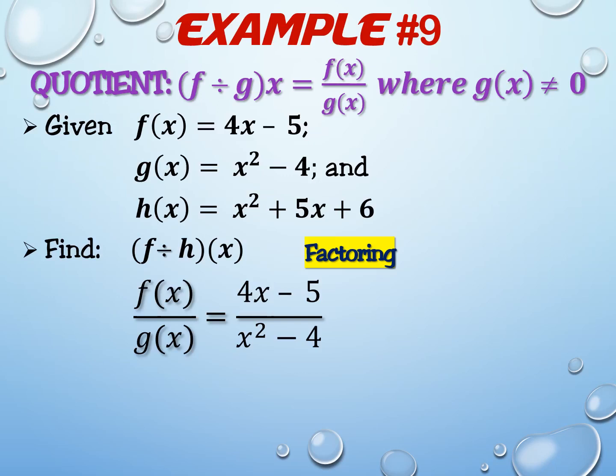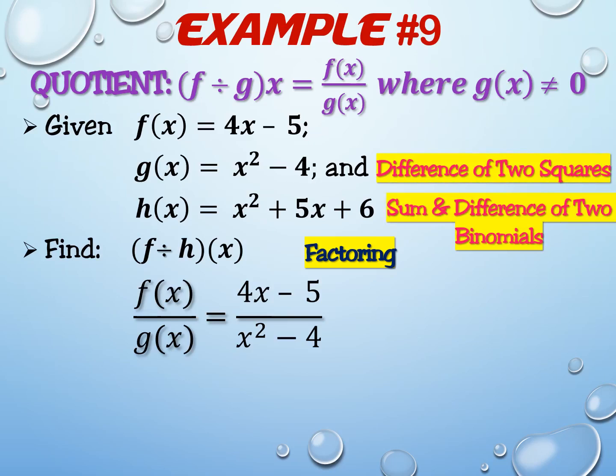Now for the denominator x squared minus 4, this is classified as the difference of two squares. And we can factor this one, and the result will be the sum and difference of two binomials. So what will be the factor? So you will have sum and difference. So you will have x minus 2 and x plus 2. Okay? And then we simply copy 4x minus 5.